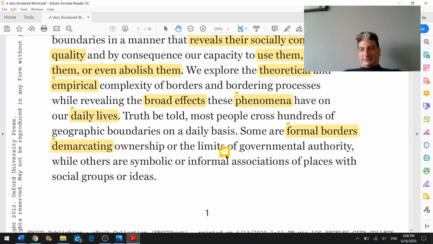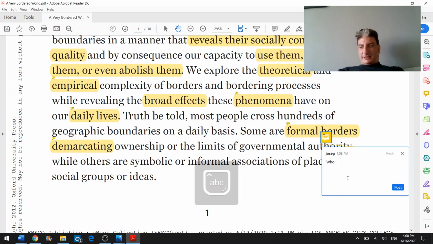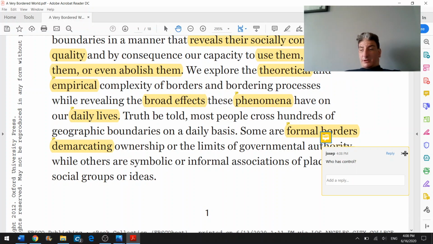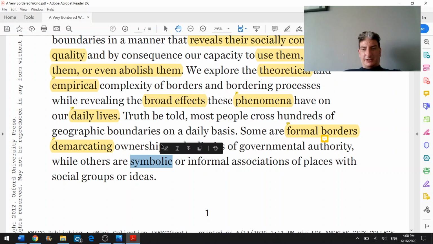Oh boy, don't tell that to anyone. Governmental authority. Who has control? Big question. While others are symbolic or informal associations of places with social groups or ideas.